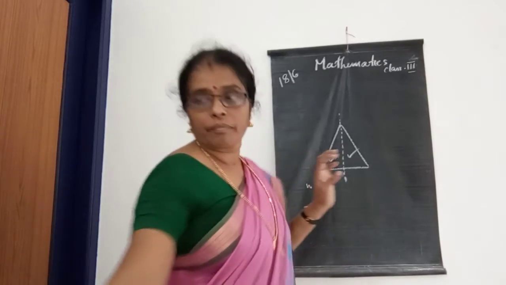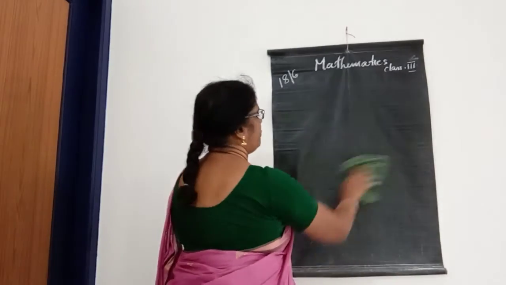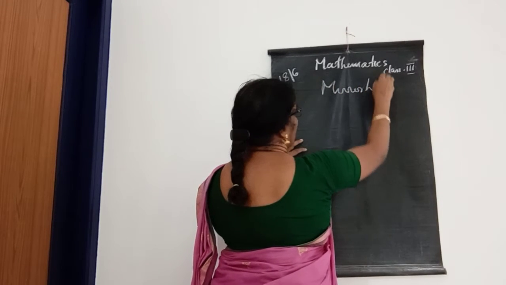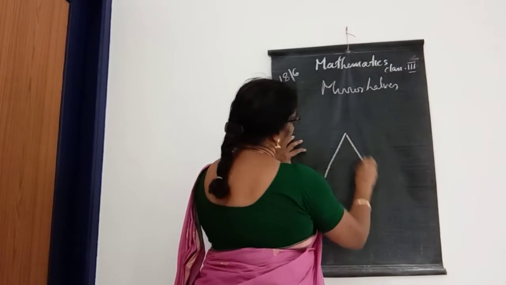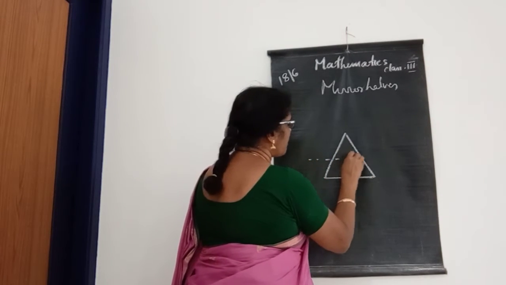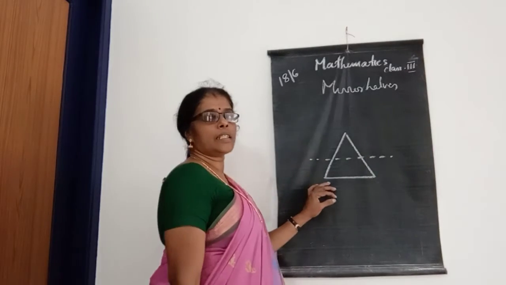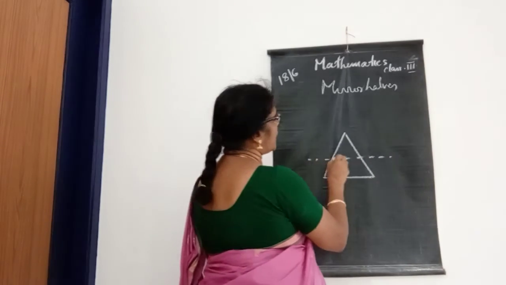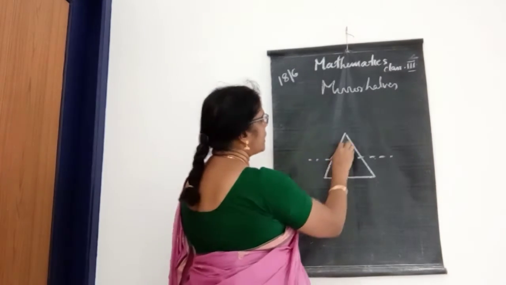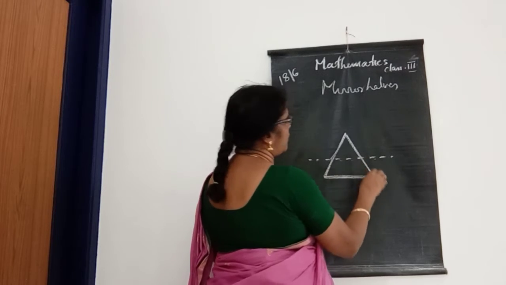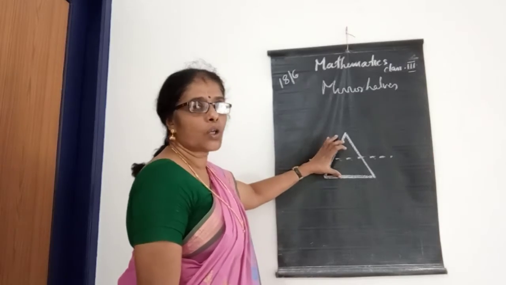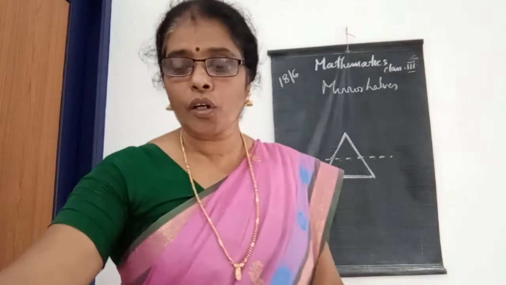Or otherwise, if we divide the same triangle like this, then this one is not a mirror, because here this side and this side, the two sides, are different. So we can tell this one is not a mirror.